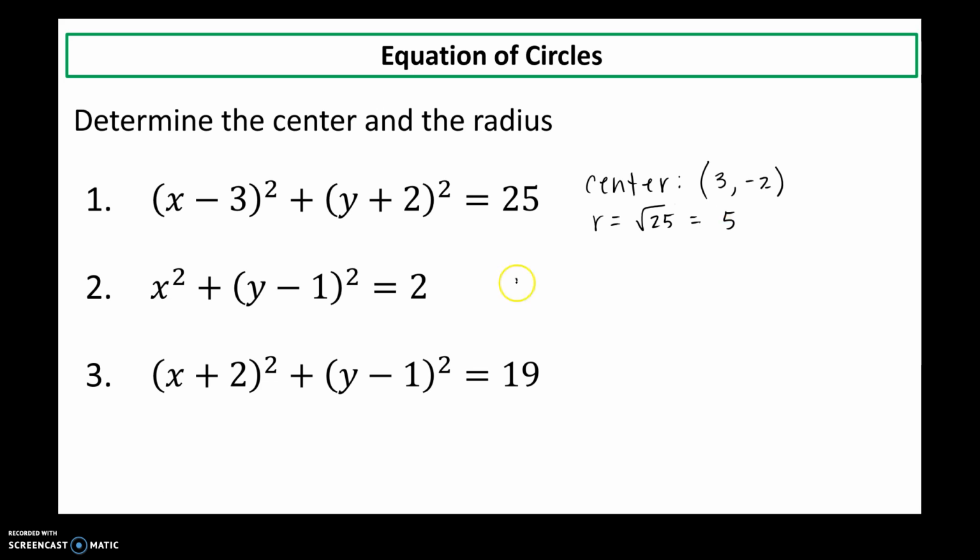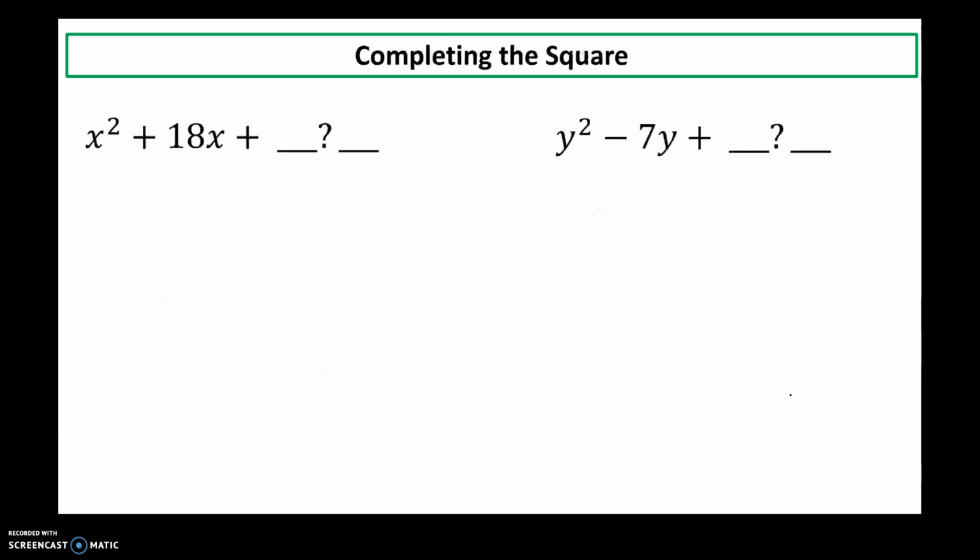For number 2, center, nothing is being added or subtracted from the x. So h would be equal to 0, k would be equal to positive 1. Radius would be square root of 2. And then lastly, center for number 3 would be negative 2, positive 1. And the radius would be the square root of 19. So just being able to pick out those defining pieces.